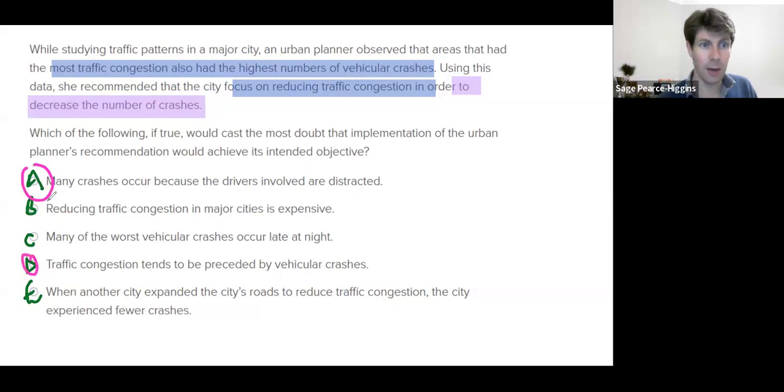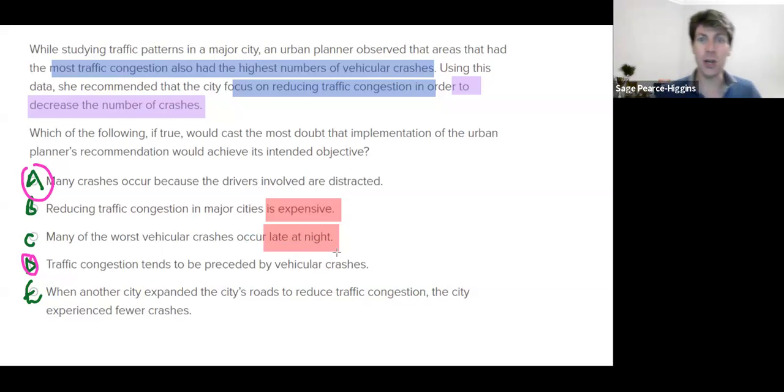So let me just, in fact, we can briefly address the other ones. I think something about it being expensive: the cost is not mentioned. The plan was to reduce the number of crashes by reducing traffic congestion. Sure, there could be a big cost involved, but we're really interested in this connection between the traffic congestion and the number of crashes. Late at night, yeah, I guess that could be another cause of the crashes, but the congestion still could potentially decrease the number of crashes.